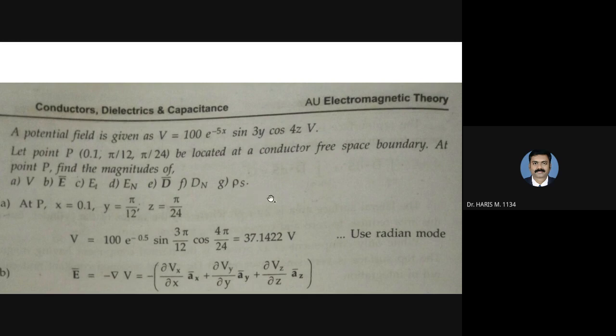So try to solve these two problems before 1 o'clock, and try to upload the solutions of these problems also. So today's topic as well as the solutions of these two problems. Yesterday I gave one problem and today I am giving another one. Try to find the solutions, and I will create a Google Classroom link.